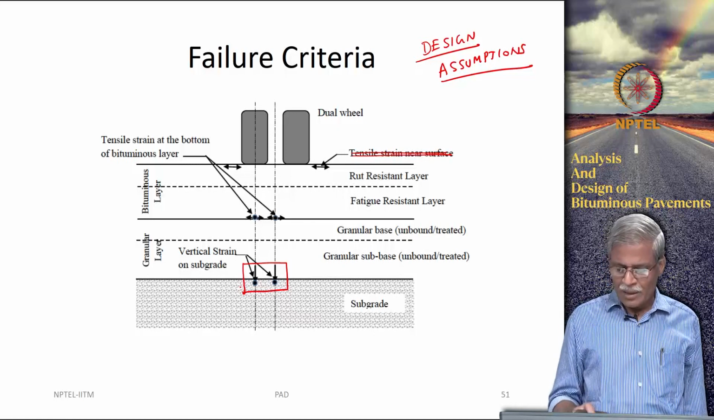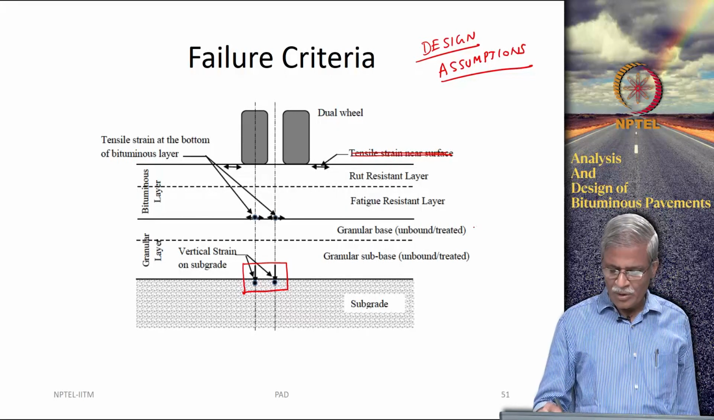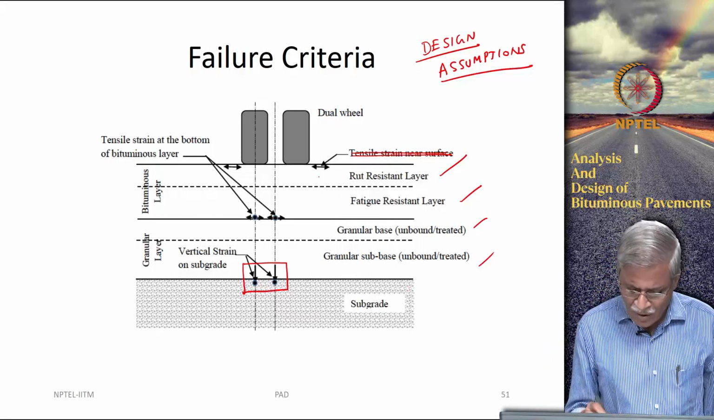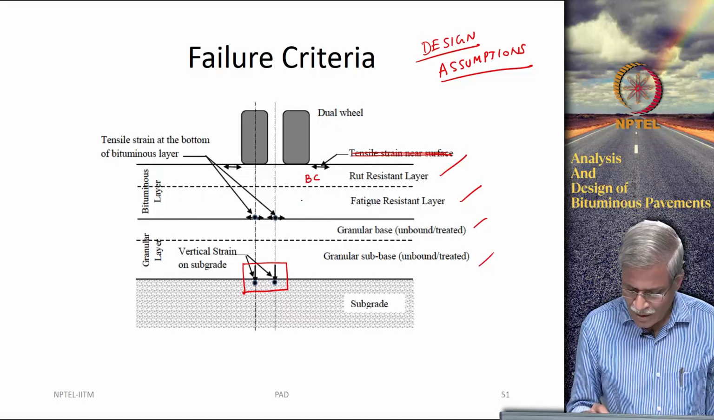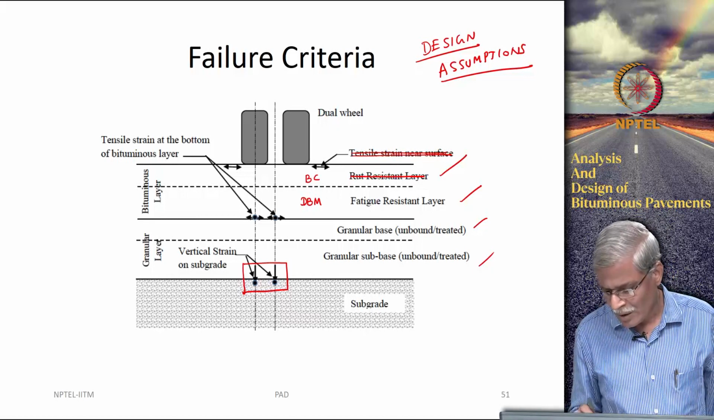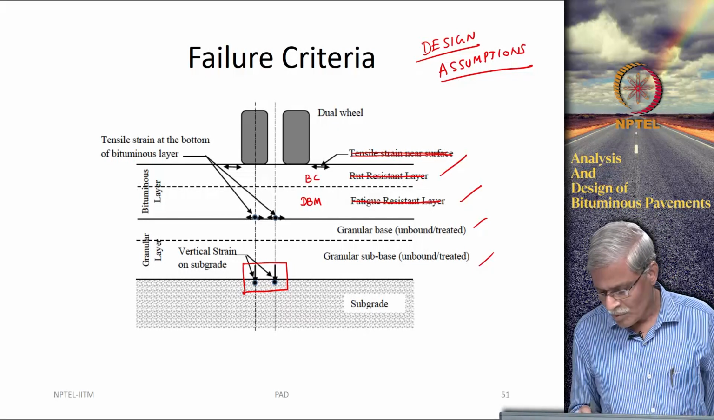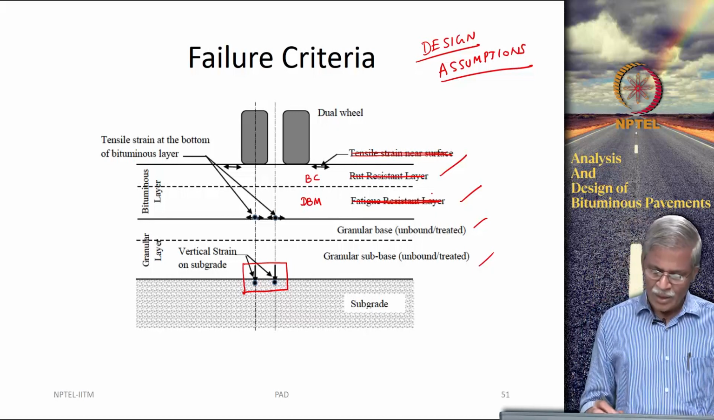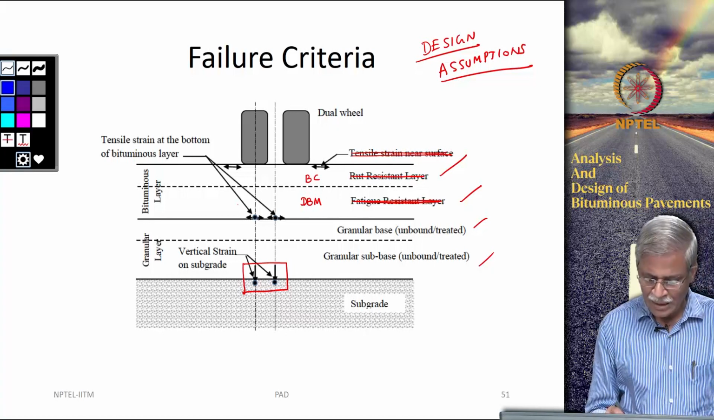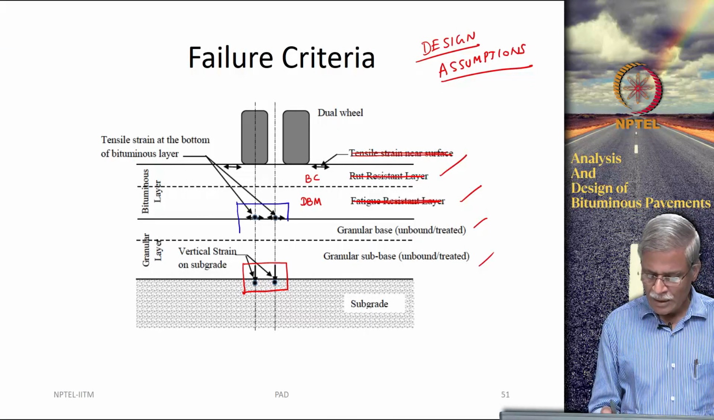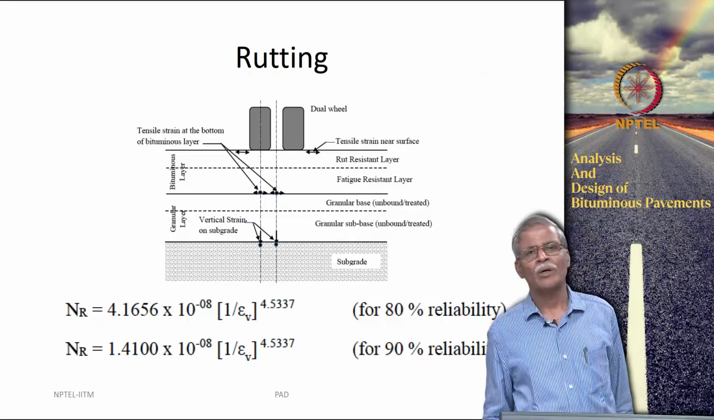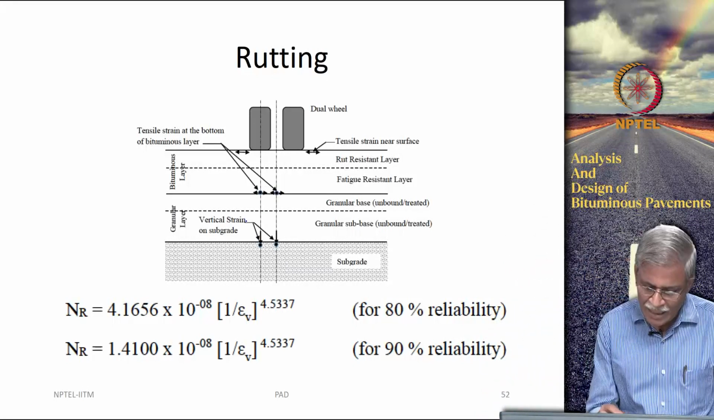So, this is your subgrade, granular subbase, granular base, fatigue resistance layer, rut resistance layer. You can even call it as bituminous concrete, dense bituminous macadam. I will cut all those things also, but because I want you to focus your attention only on, so let me use a different color here, two things. Now, let us go to here, right. So, what is seen here?